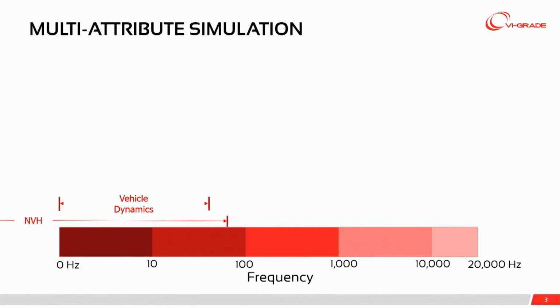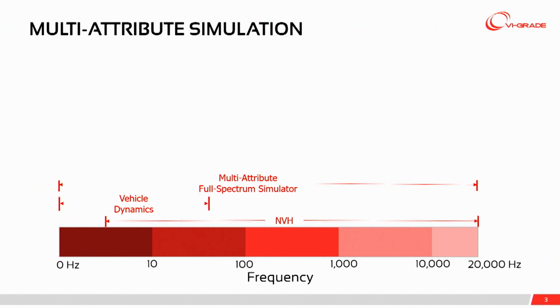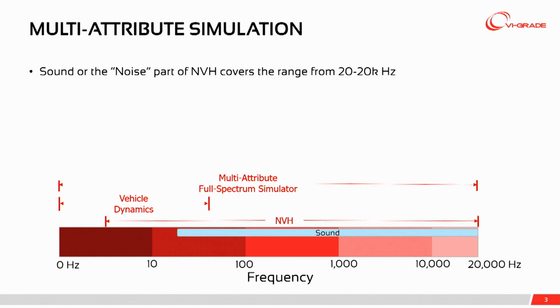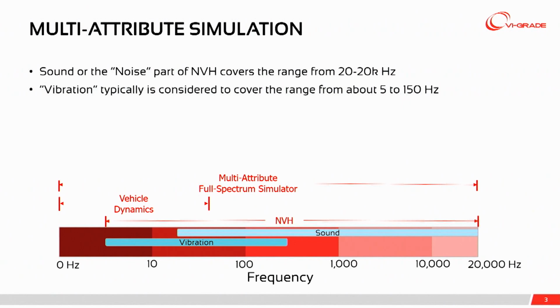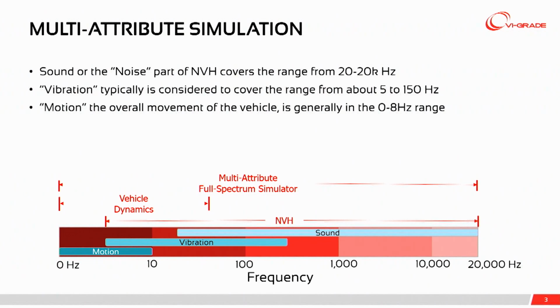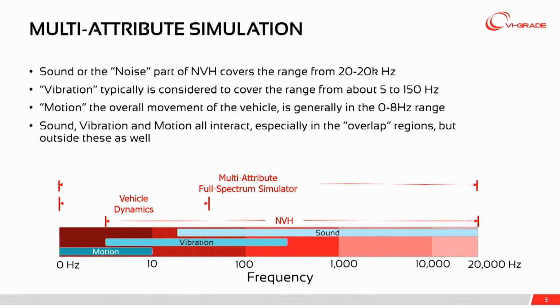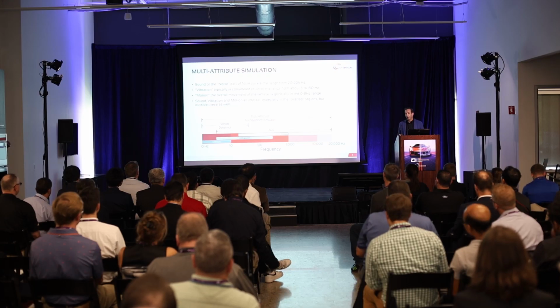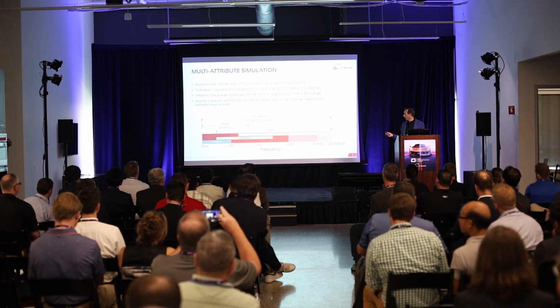A little background. When we talk about simulating vehicle dynamics, sound, and vibration together, we need to define and understand the frequency ranges involved. Sound, or the noise part of NVH, generally covers the range from 20 hertz to 20 kilohertz. Vibration typically covers the range from 5 to 150 hertz, and motion is generally considered 0 to 10 hertz, the overall movement of the vehicle. Sound and vibration and motion all interact and affect our overall perception of the vehicle as we perceive it as human beings, especially in these overlap regions.